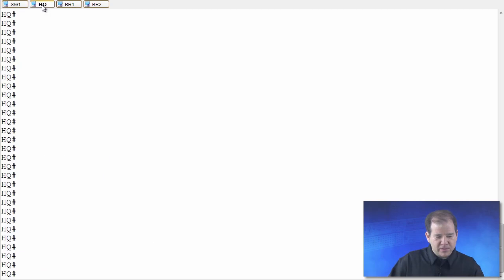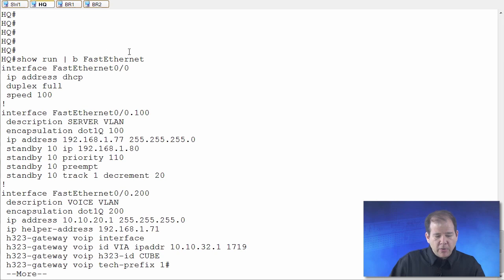Speaking of that, let's go over to the router, and I'm going to do a show run pipe to begin Fast Ethernet. It's my first Fast Ethernet interface. Notice the interface, Fast Ethernet 0/0 itself, under the physical interface configuration, there's no IP address. However, I've got this carved up into multiple sub-interfaces. Fast Ethernet 0/0.100, .200, .300. I've given a description about these different VLANs corresponding to the different sub-interfaces.